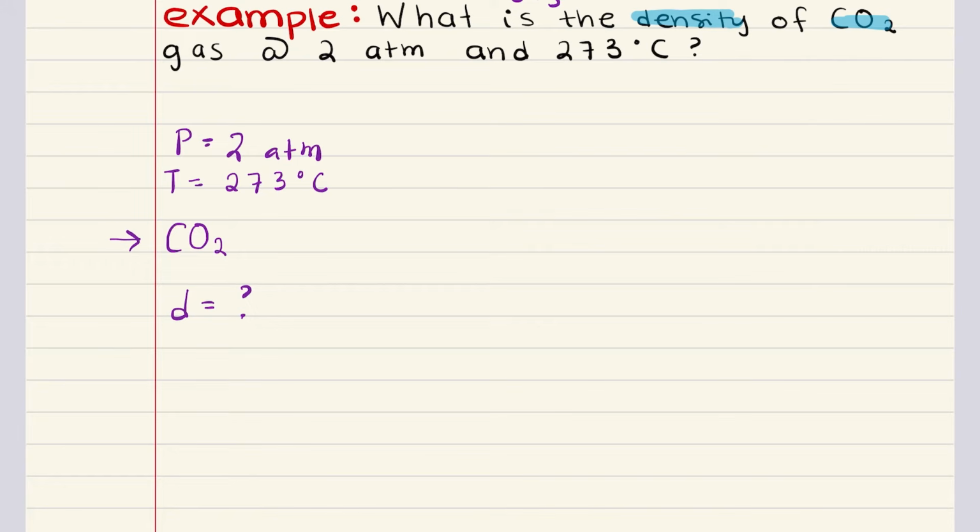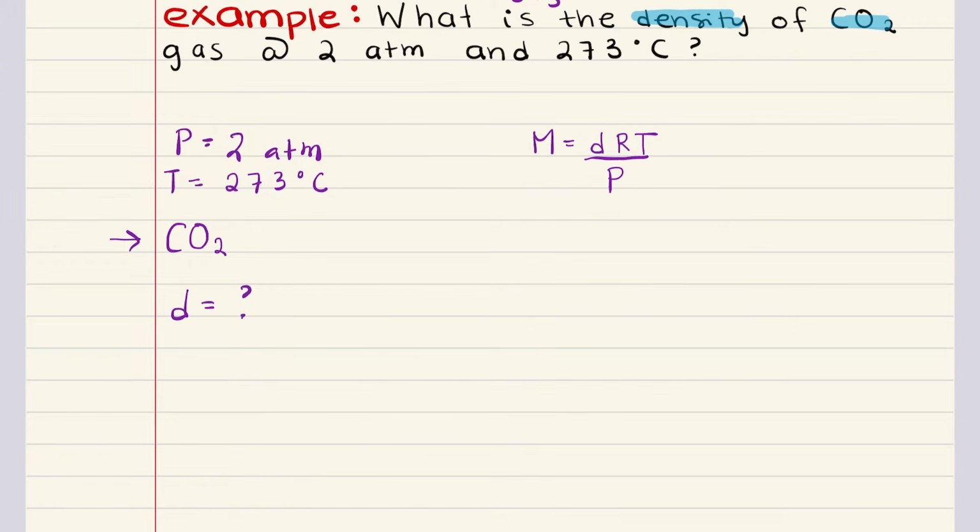Now, what we can use here to solve for this problem is our rewritten ideal gas law equation with the variables molar mass and density. We said that molar mass is equal to density multiplied by RT over pressure.